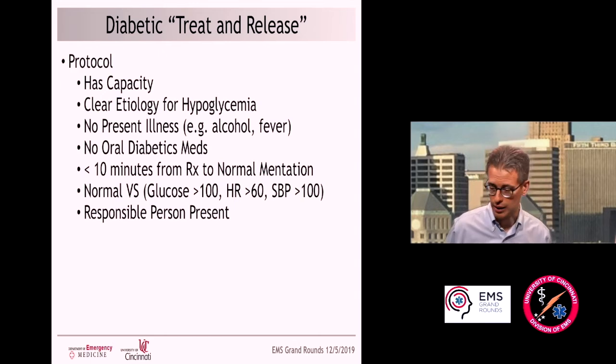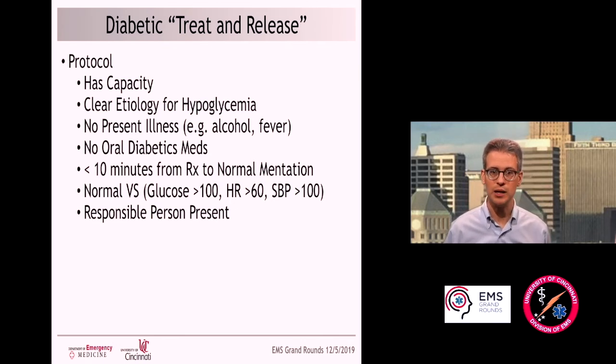So the classic example would be, "Oh yeah, I gave myself a big shot of insulin, but I ended up not eating breakfast or something like that. That's why I went hypoglycemic." That's a pretty clear example of an etiology for their hypoglycemia. So they have to have a clear reason why they became hypoglycemic.